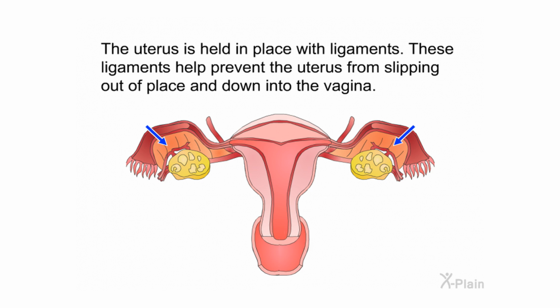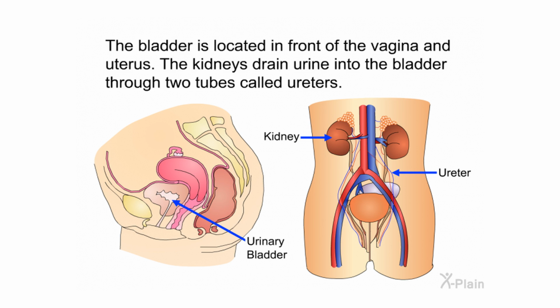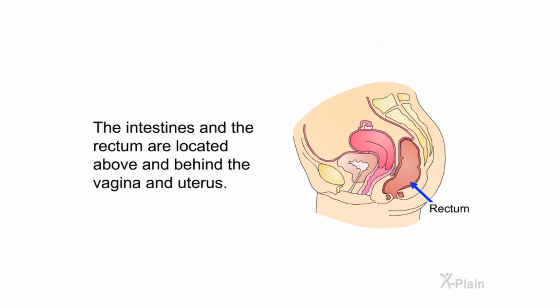The uterus is held in place with ligaments. These ligaments help prevent the uterus from slipping out of place and down into the vagina. The bladder is located in front of the vagina and uterus. The kidneys drain urine into the bladder through two tubes called ureters. The intestines and the rectum are located above and behind the vagina and uterus.